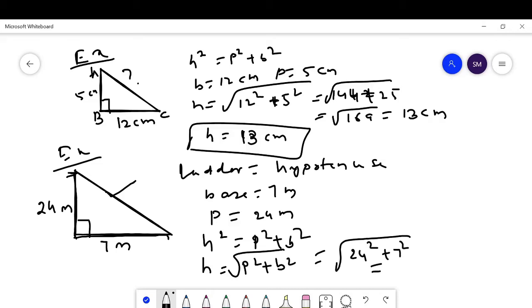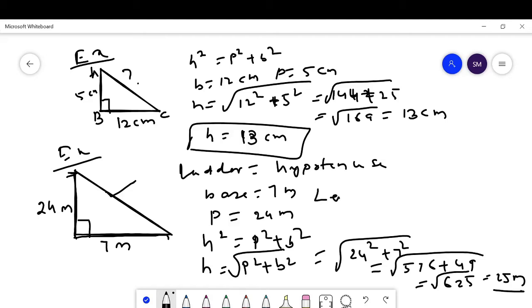This is equal to the square root of 576 plus 49, which is equal to the square root of 625, which is equal to 25 meter. Then by solving this question, we get the length of the ladder is 25 meter. Okay. Then next question.